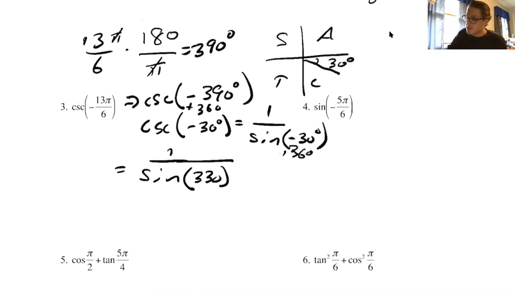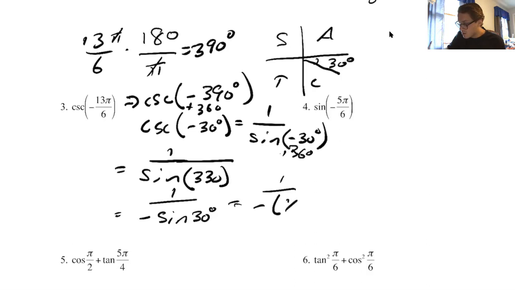And now we use our ASTC chart. We see we're in quadrant 4, so the sine is negative. So this is going to be equal to 1 over negative sine of the reference angle we already know is 30 degrees. And then we would use our special right triangles. By now we're pretty good at this though, and we know that sine of 30 is equal to 1/2. So this is equal to 1 over negative 1/2.